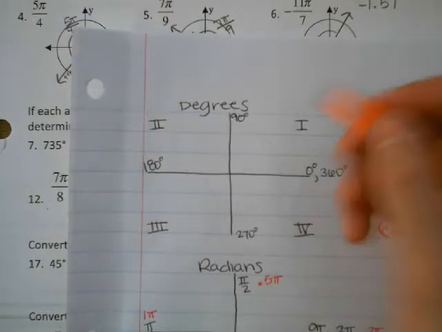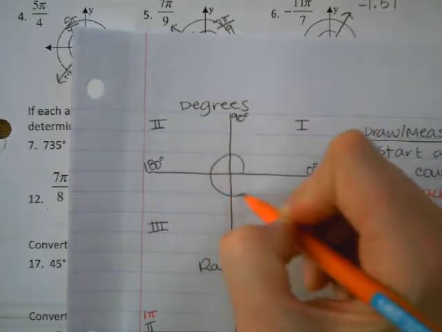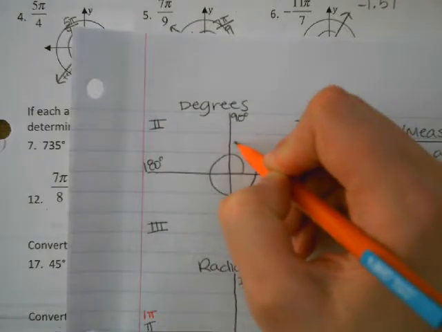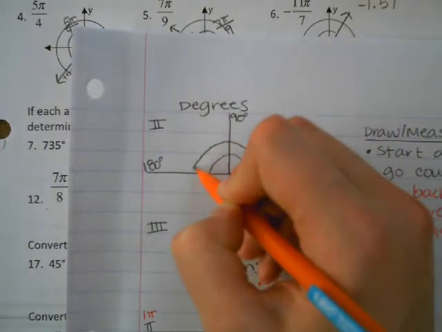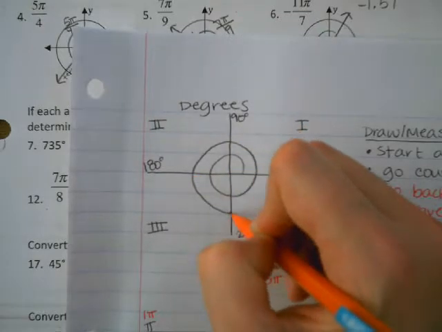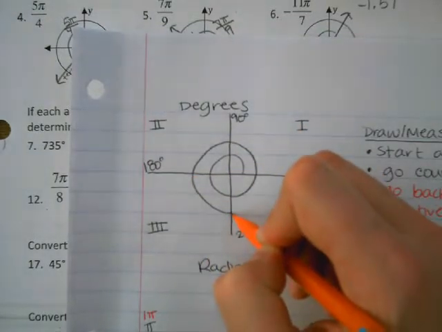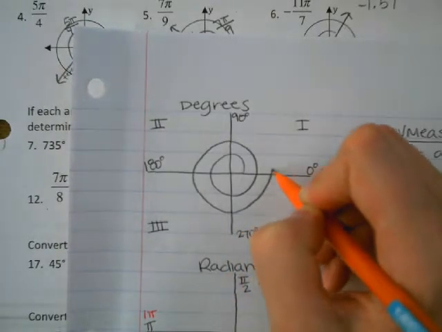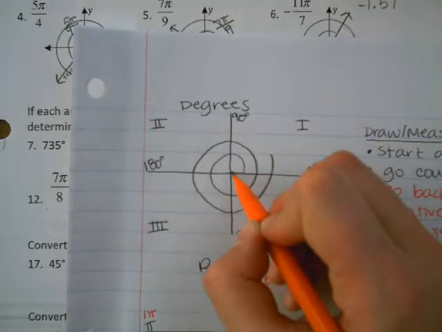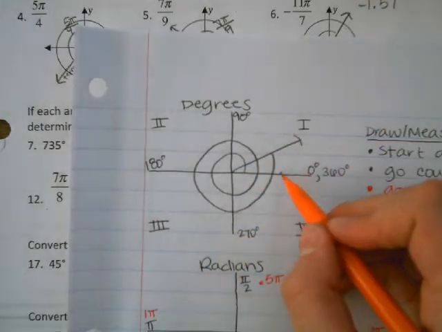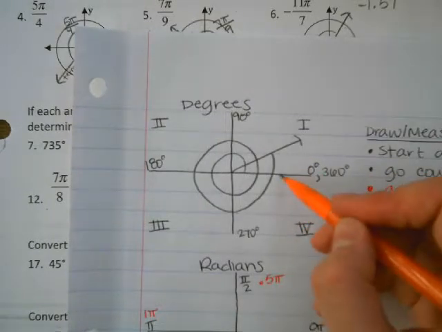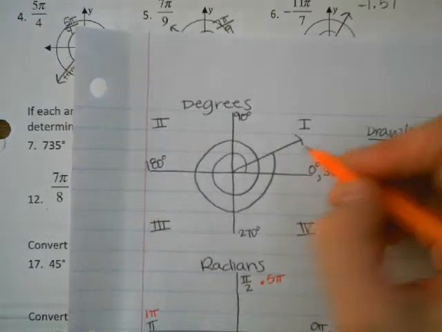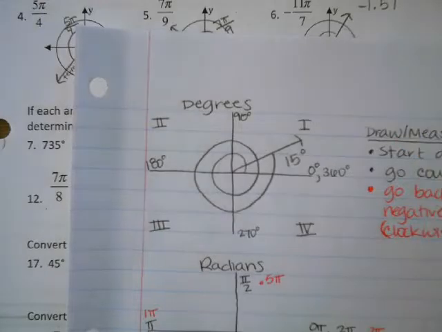You ready? Okay. So I go around. There's my 360. And then here's my 450. Here's my 540. Here's my 630. 720. And then just a little bit more. How much further did we go? We were at 720. How many more degrees did we go? 15. We went 15. That's how many degrees we went to get to the 735.